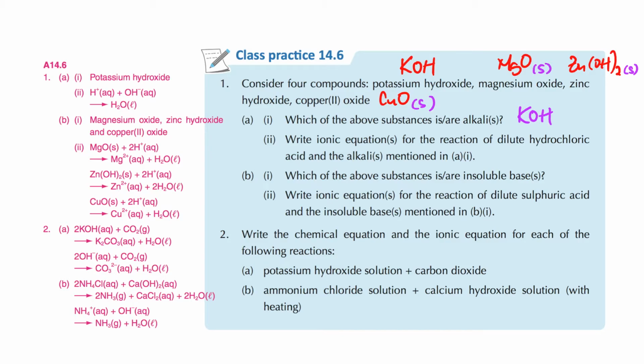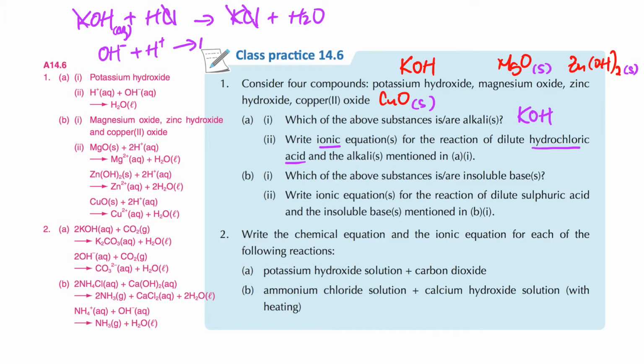So the first one, write ionic equation for the reaction of KOH with dilute hydrochloric acid. If you remember, KOH and HCl will give KCl and also H2O. Because the KOH is alkaline, it can be broken down into K plus and OH minus. So basically, KCl will be eliminated. So the answer for this one should be OH minus, H plus, and also water.